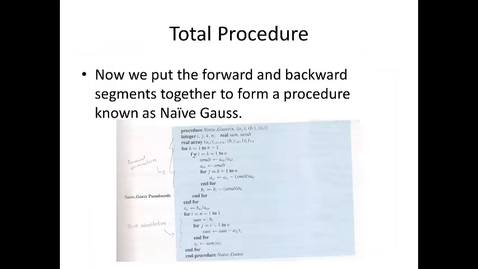Now we put the forward and backward segments together to form a procedure known as naive Gauss. I'll apologize for the scan in advance, but you can find it on page 77 of the text. The scan shows the two procedures put together, and you can see where I marked the forward elimination phase and the back substitution phase. The critical thing here is the triple loop that can be found in the forward elimination phase of the algorithm.